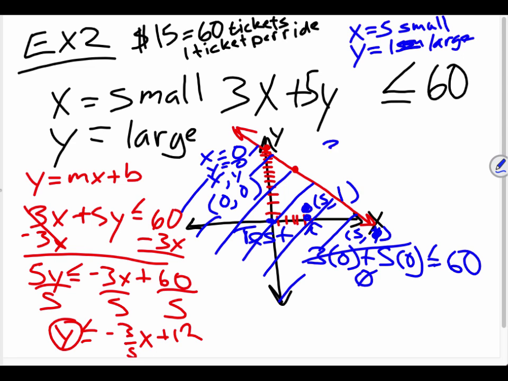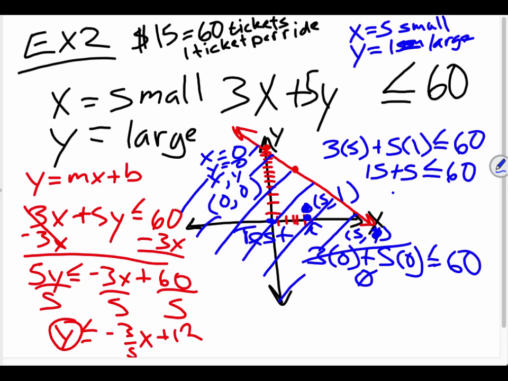If I plug that in, I've got 3 times 5 plus 5 times 1 is less than or equal to 60. Well, 15 plus 5 is 20, which is less than or equal to 60. Does that make sense?